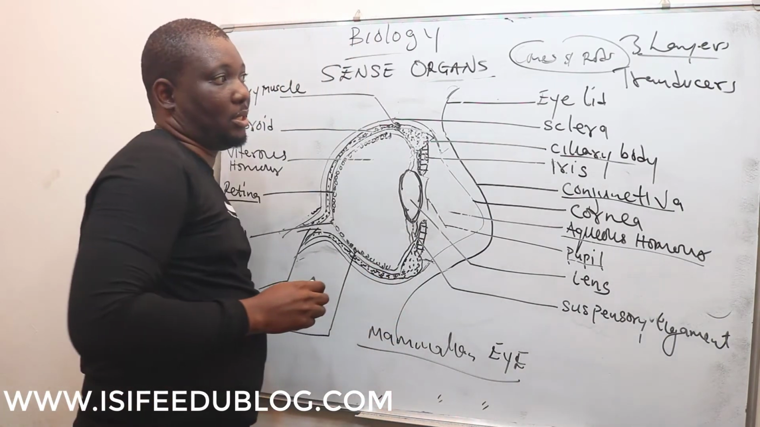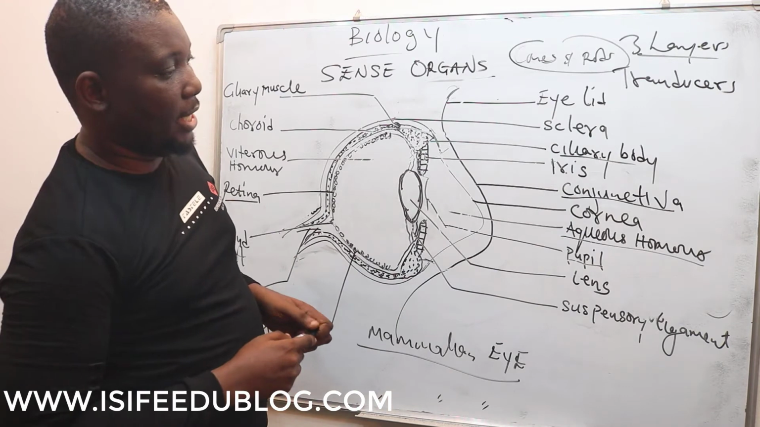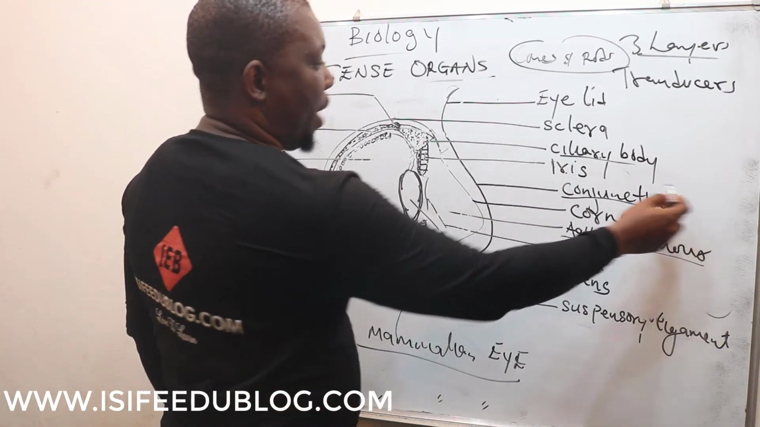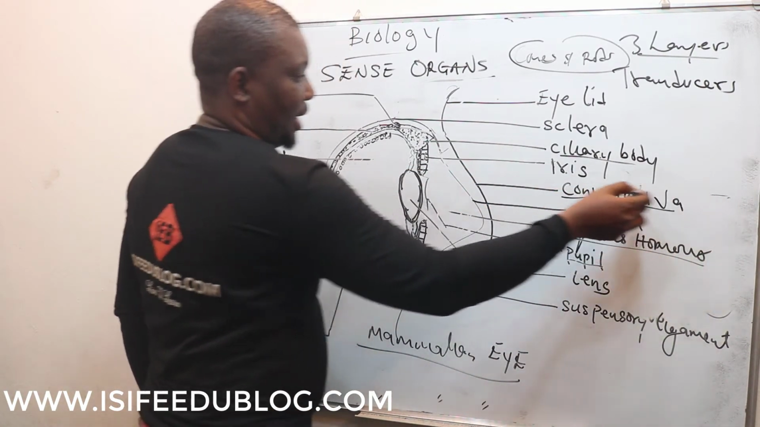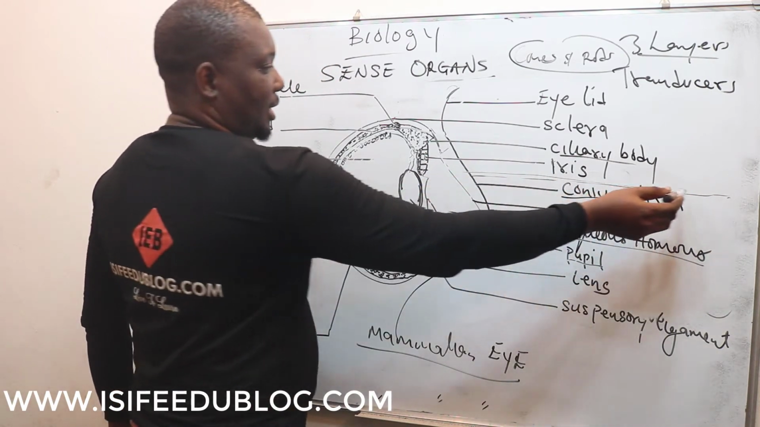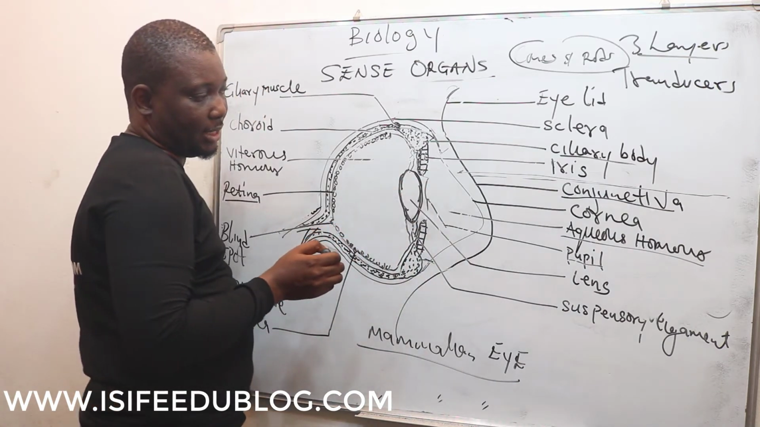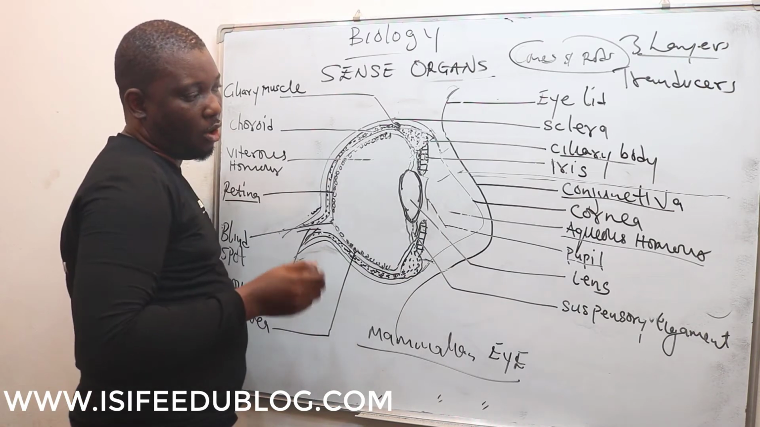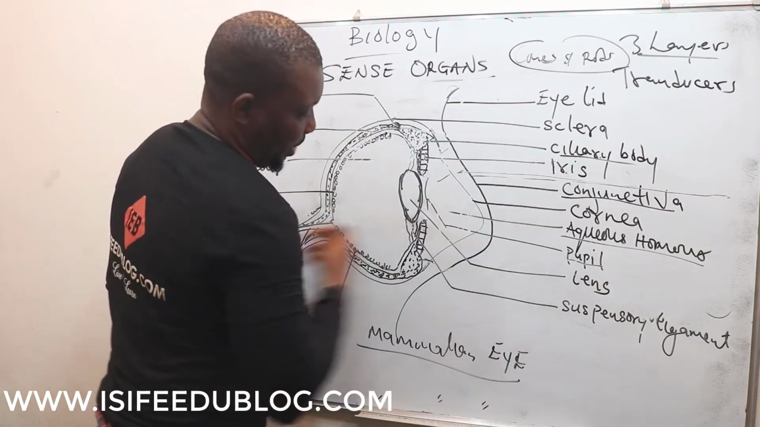What do I mean by transducers? Light going into the eye is going in the form of an electromagnetic wave. Light entering the eye is going in a straight line as an electromagnetic wave. Once the light strikes the eye, the cornea helps to bend the light towards this hole. Light is refracted or bent to be able to enter the eye through the pupil.